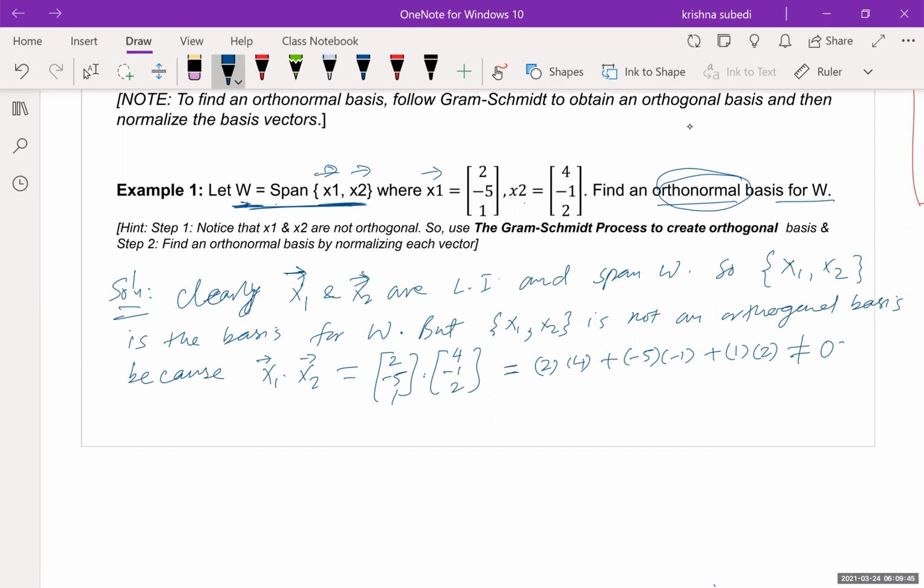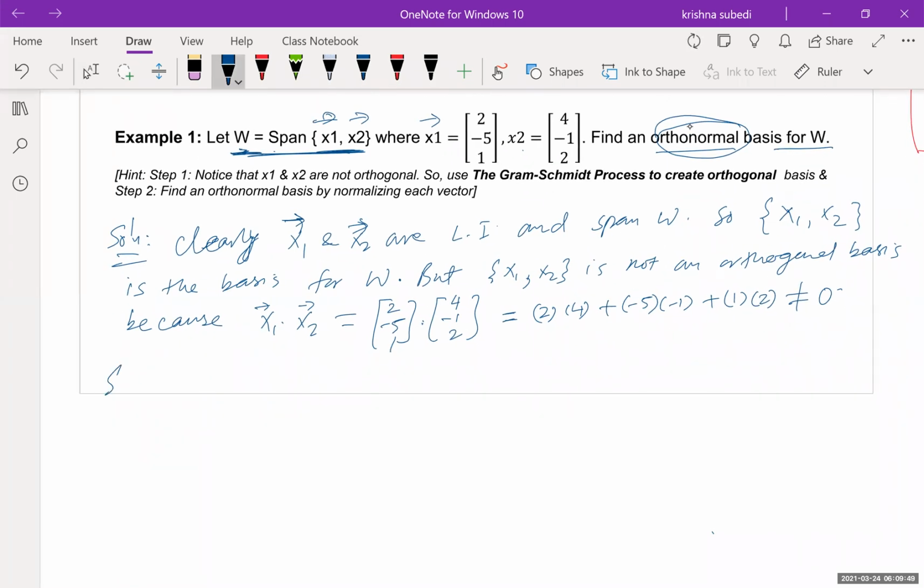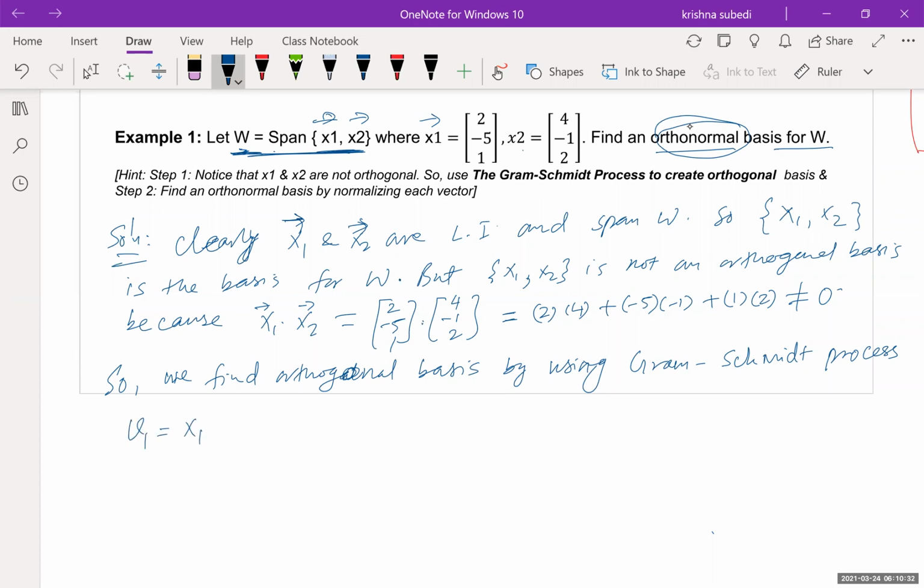All right. Now what we do is find an orthogonal basis by using the Gram-Schmidt process. So let us create the orthogonal vectors. The Gram-Schmidt process is: v1 equals x1, which is 2, -5, and 1.